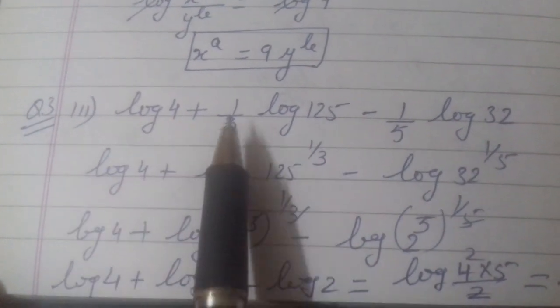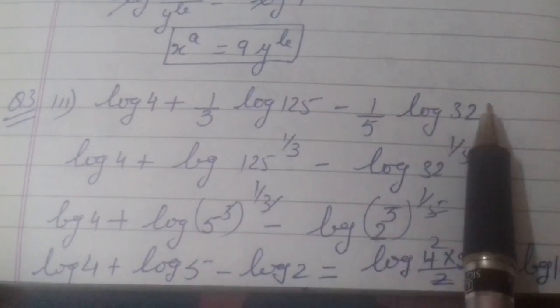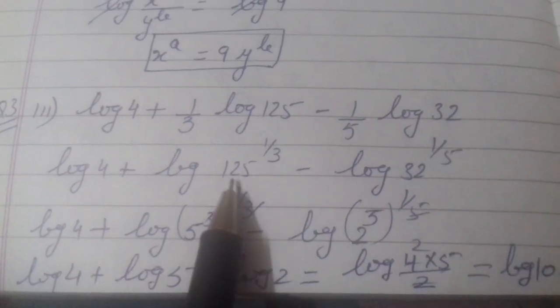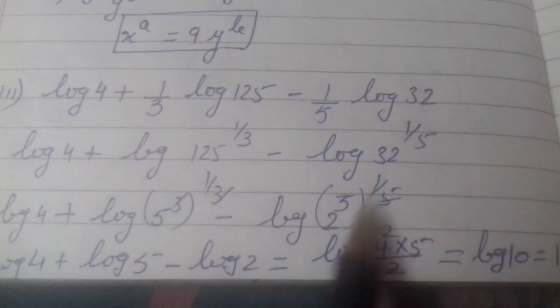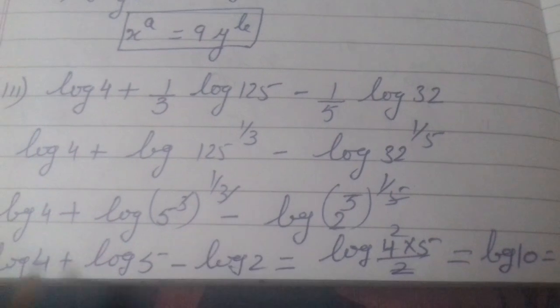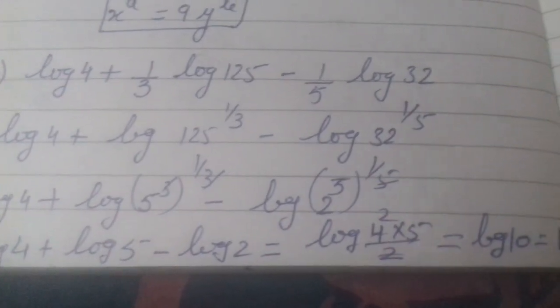Clear? Same procedure, children. This will be taken as power. This will also be taken as power. So 125 can be written as 5 power 3. 3 and 3 will get cancelled. 32 can be written as 2 power 5, will get cancelled. So this way you have to solve.